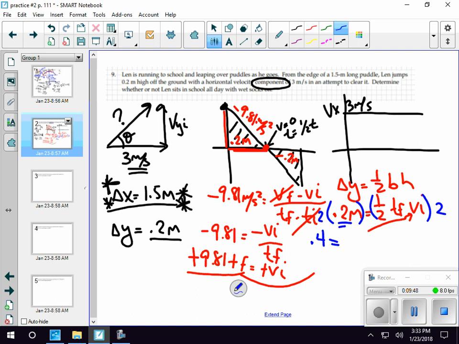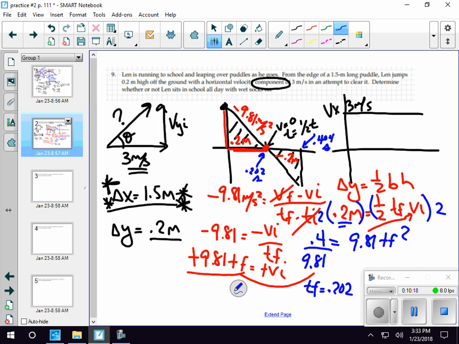Okay, let's try that again. Right, 9.81 Tf squared. Divide this by 9.81. That'll be my Tf squared. And in the end, when I finish up the math, I get 0.202. So right here, 0.202 tells me that this time is 0.404 seconds.